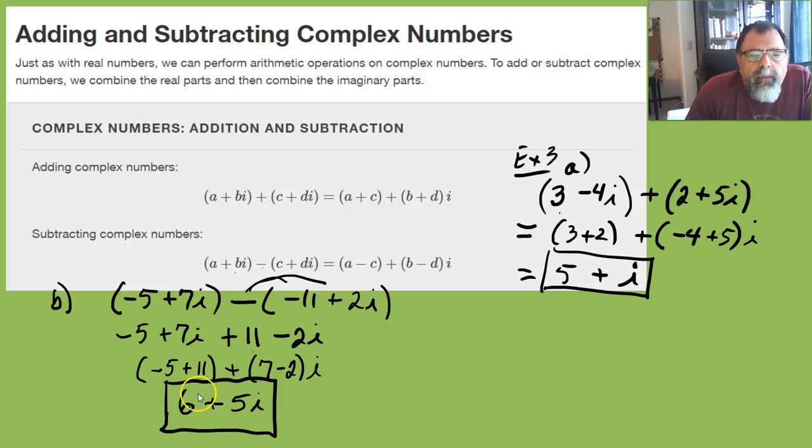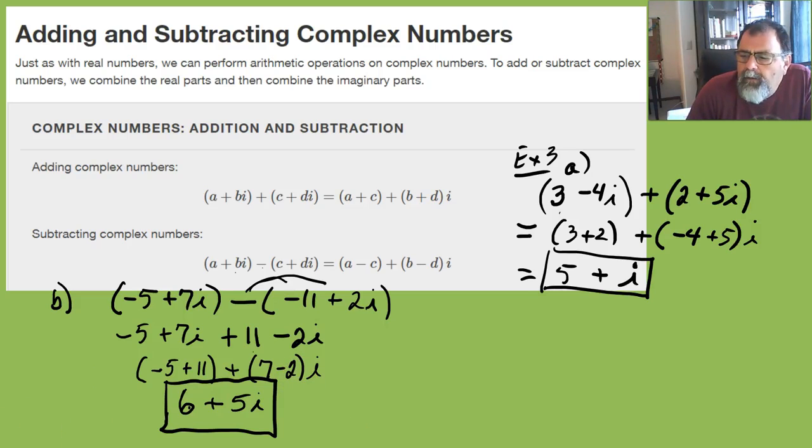So again, it's nothing more than just combining like terms, right? You could think of them as algebraic expressions for a moment and just do what you normally would do. That's kind of the way I approach it. All right, moving on to our next objective.